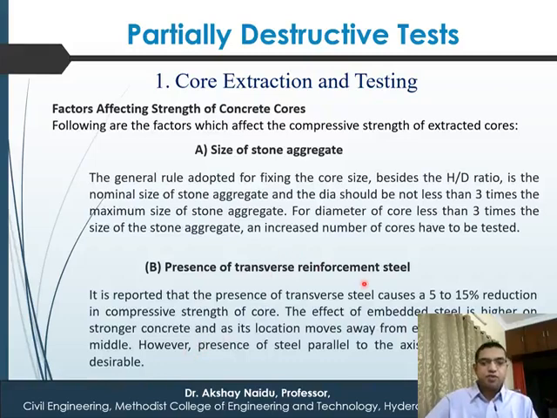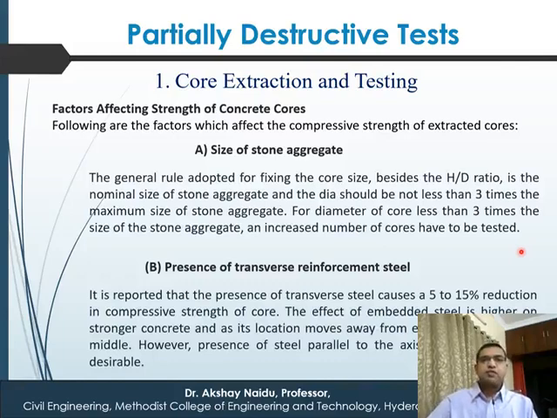Presence of transverse reinforcement. It is reported that the presence of transverse steel causes 5 to 15% reduction in compressive strength of cores. The effect of embedded steel is higher on stronger concrete and as its location moves away from the end, that is towards the middle. However, presence of steel parallel to the axis of the core is not desirable. So, best is to avoid steel reinforcement.